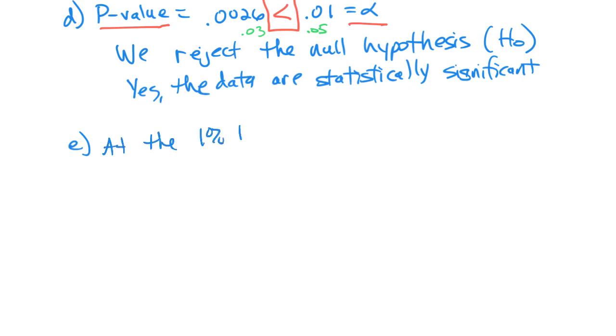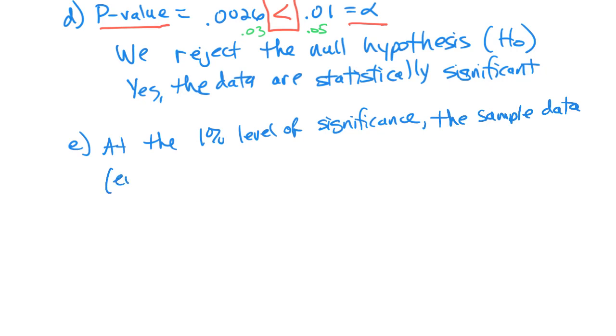At the 1% level of significance. So we're stating right off the bat what our level of significance was. A lot of times this will say 5%. So in this case, at the 1% level of significance, the sample data. Remember, we had data from one sample. Some people, instead of the sample data, they say the evidence. I'm just going to say both, because what was our evidence? Our evidence was the sample data, right? So these are really the same. The sample data, or in other words, the evidence.